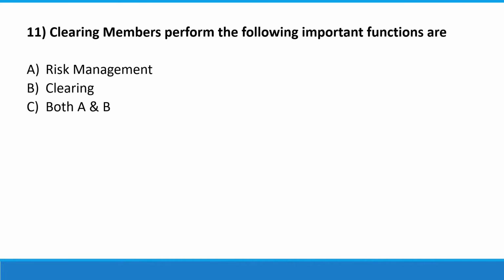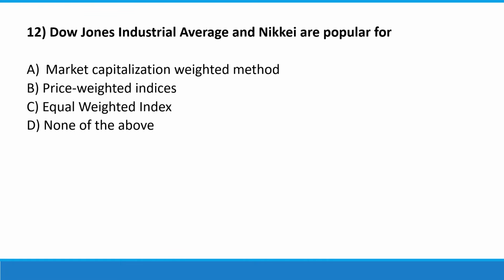Next question. Clearing members perform which of the following important functions? Option A, risk management; option B, clearing; option C, both A and B. The correct answer is option C, both A and B. Next question. Dow Jones Industrial Average and Nikkei are popular as: option A, market capitalization weighted method; option B, price weighted indices; option C, equal weighted index; and option D, none of the above. The correct answer is option B, price weighted indices.